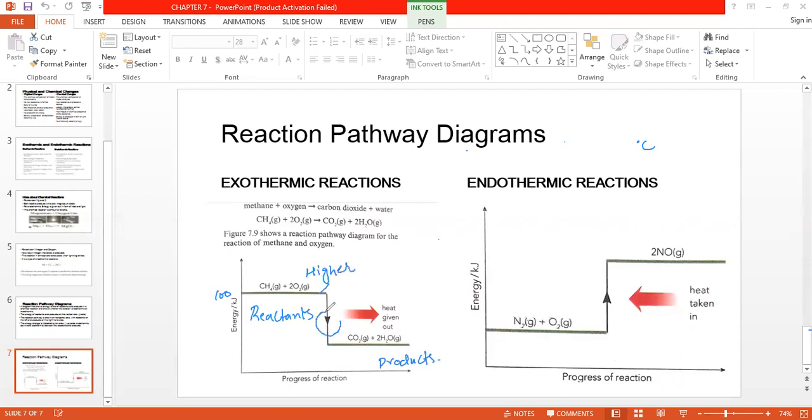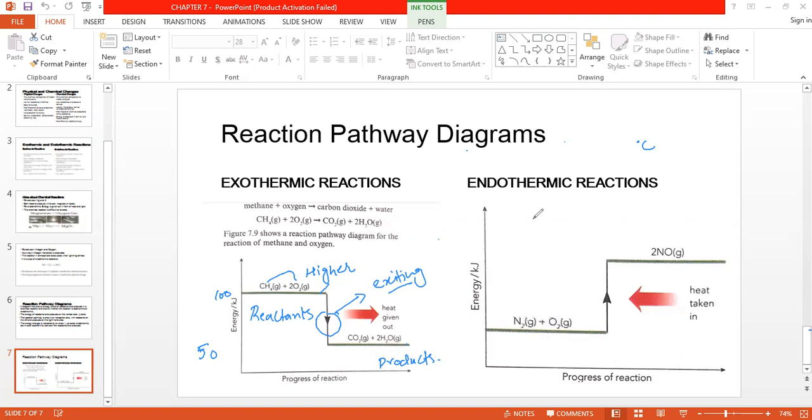Then there is a downward arrow which shows that heat is exiting from the system, which shows that heat is being produced as a result of this reaction. Then my products are produced, and my products have lower energy, for example 50 kilojoules, lower than that of the reactants. So this diagram easily represents that our reactant side is at the higher energy level, while the product side is at the lower energy level, and heat is being given out of the system. This is for the exothermic reaction.